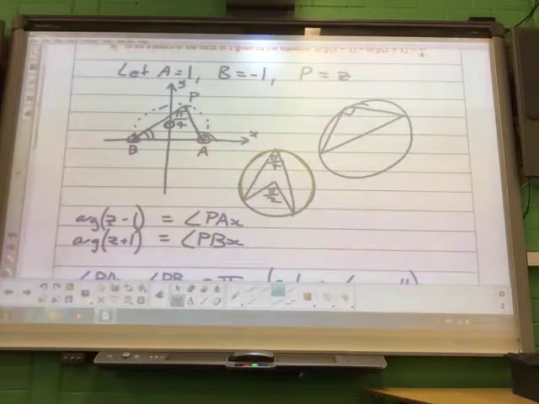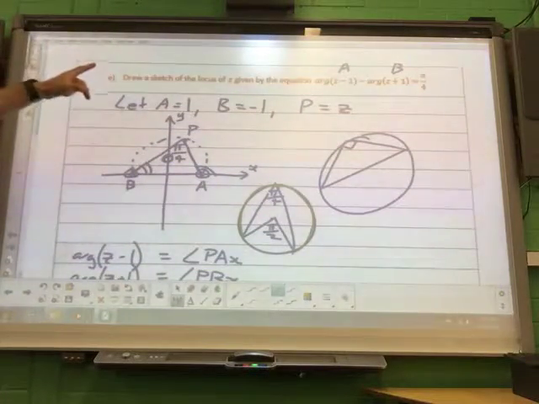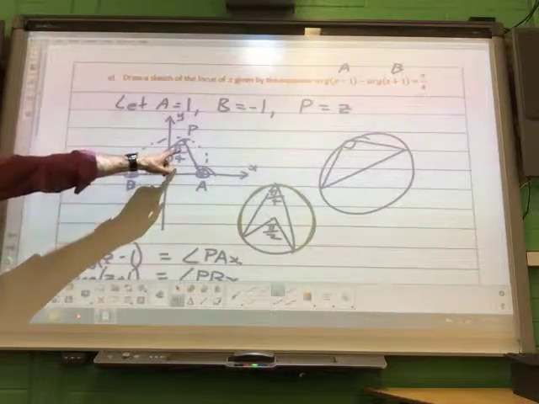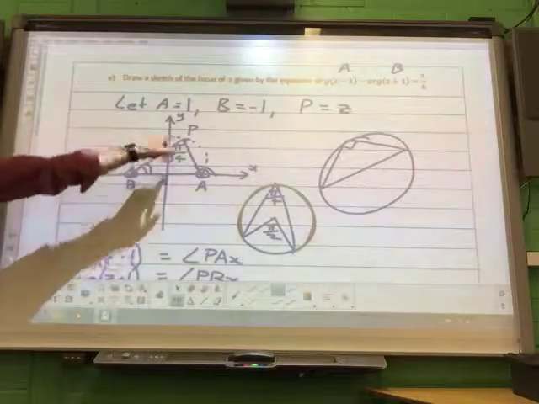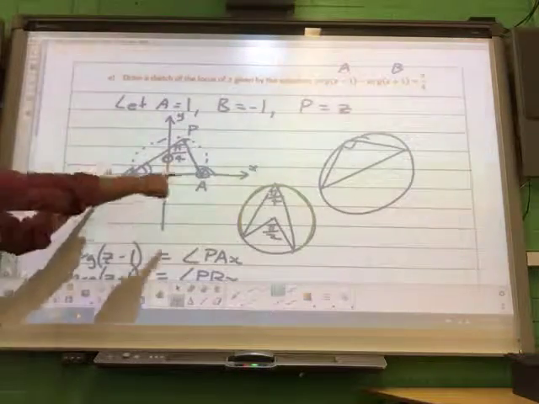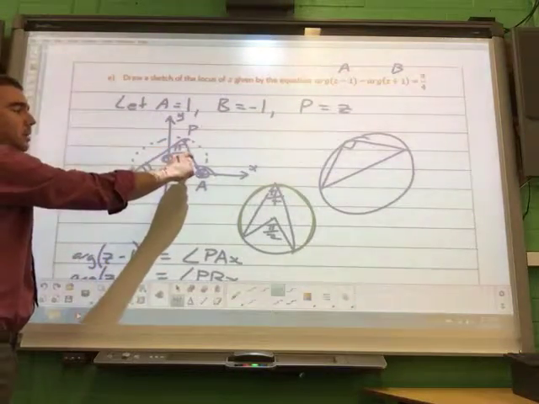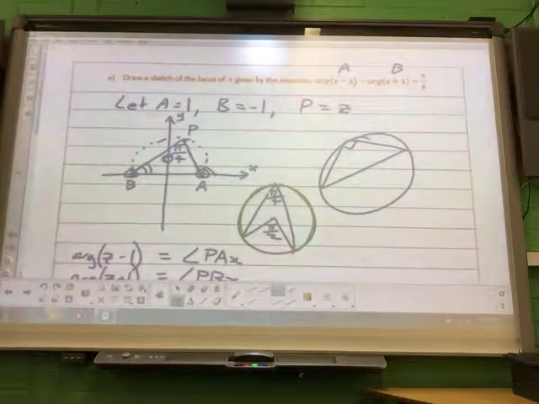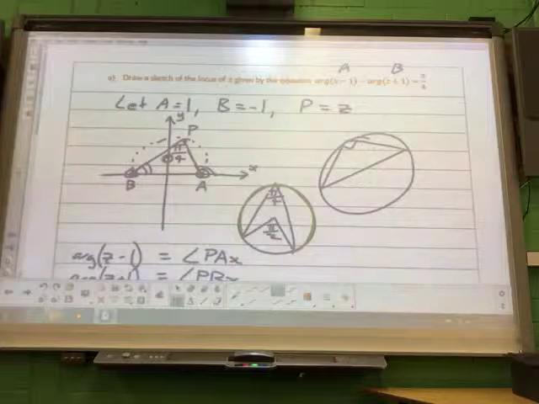But the idea is that the difference between those two arguments at those two points is always pi on 4. So that means this angle here, using your exterior angle result, must always be pi on 4. So if that's the case, for these to be fixed and that angle to be fixed, this must produce a circular arc for it to stay.